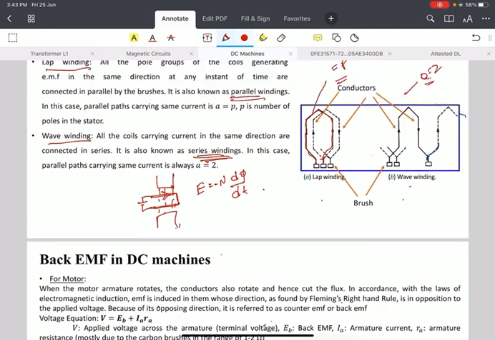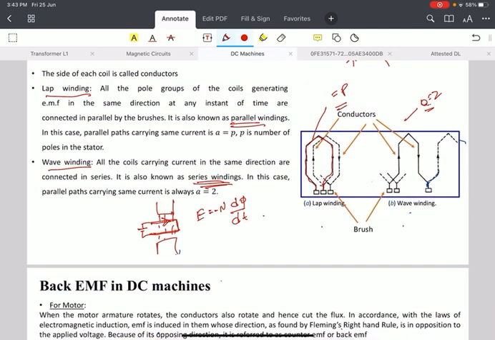On the other hand, if it's a generator, then the generator is not connected to a source. A conductor is simply rotated in the field. When it is rotated in the field, a voltage will be induced on its terminals. That itself will be the back EMF, or the induced voltage, or the terminal voltage of the DC generator.